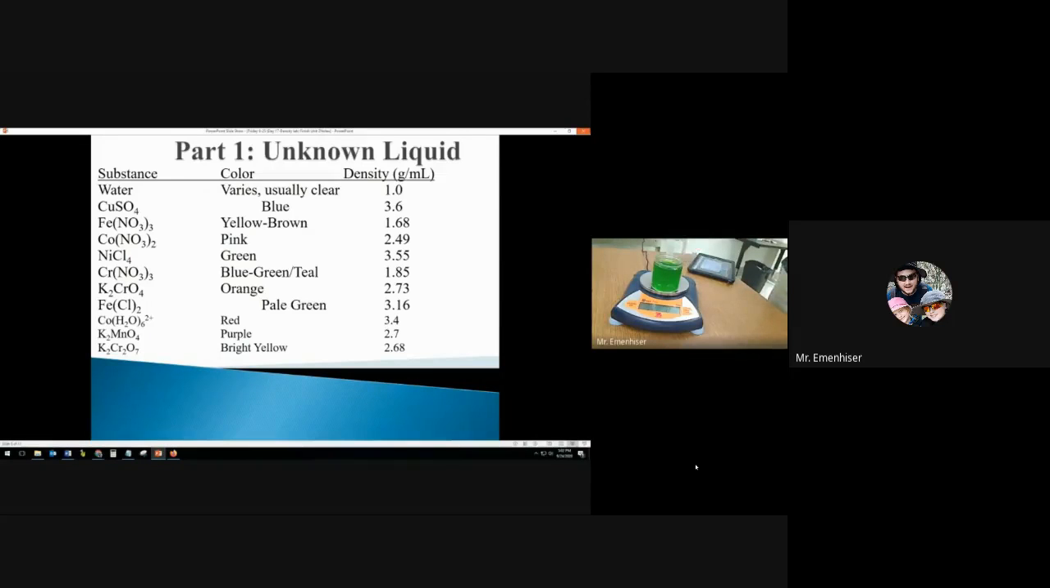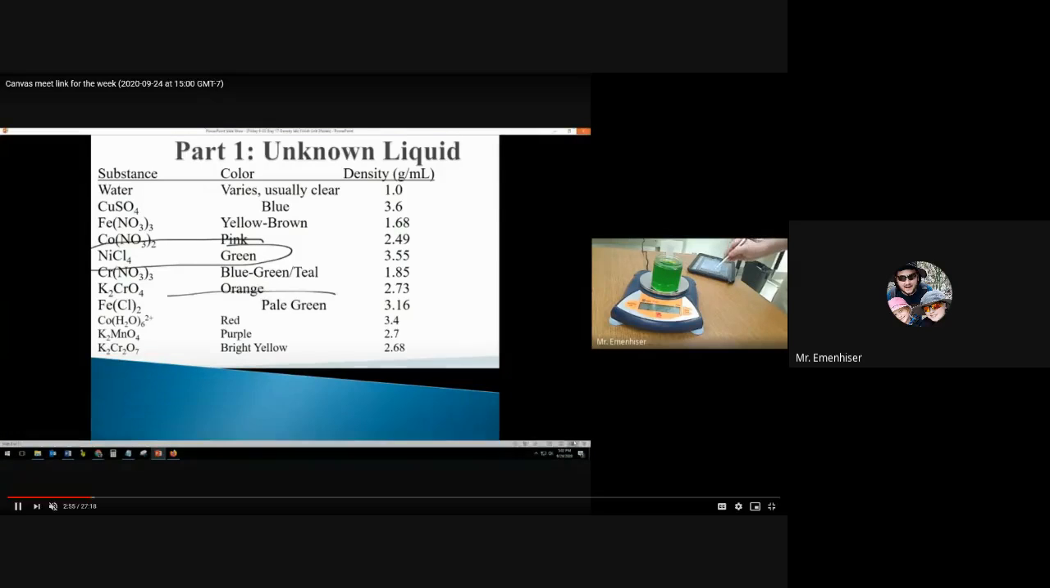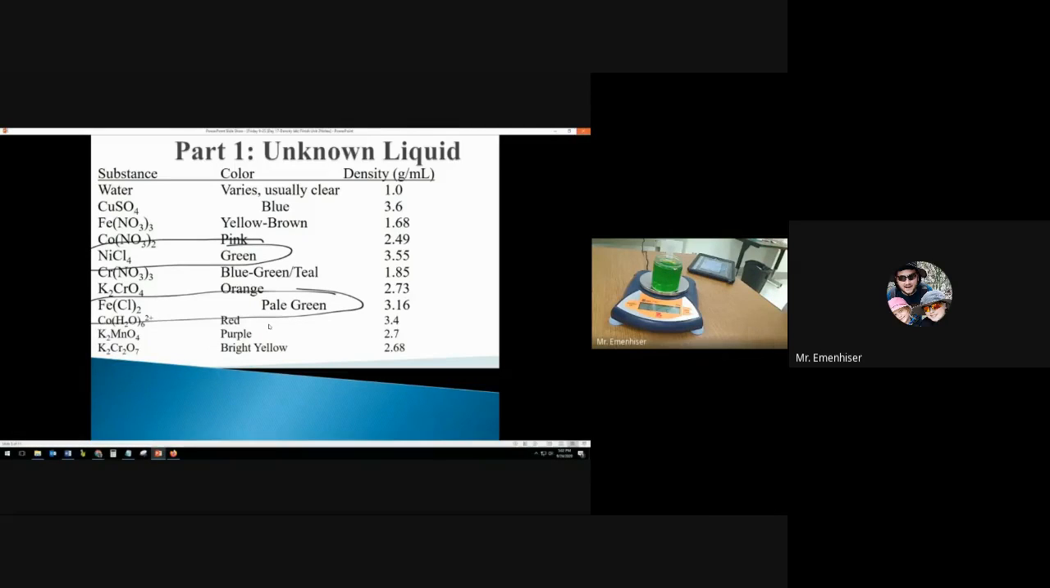And as you can see, the green color there, if you compare that with the green nickel chloride here, or the iron chloride, they're both kind of a green color. But we want to use density to identify this liquid. That's the key to this lab, to follow the density, follow the data, not just the color.